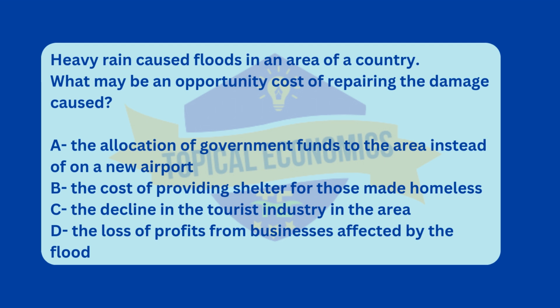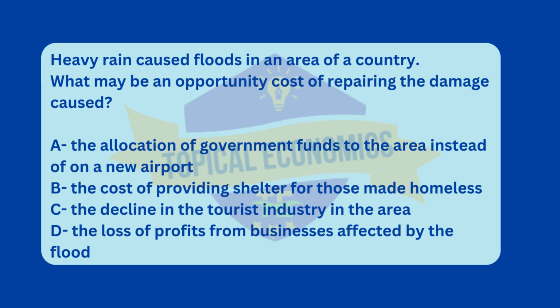The opportunity cost refers to what the government forgoes by choosing one use of resources over another, not the actual cost incurred in the chosen option. Next, option C. The decline in the tourist industry in the area is incorrect, because the decline in the tourist industry is an economic consequence of the flood, not an opportunity cost of repairing the flood damage. Opportunity cost is about what is foregone, i.e., the next best alternative use of resources, rather than the negative impacts of the flood itself.